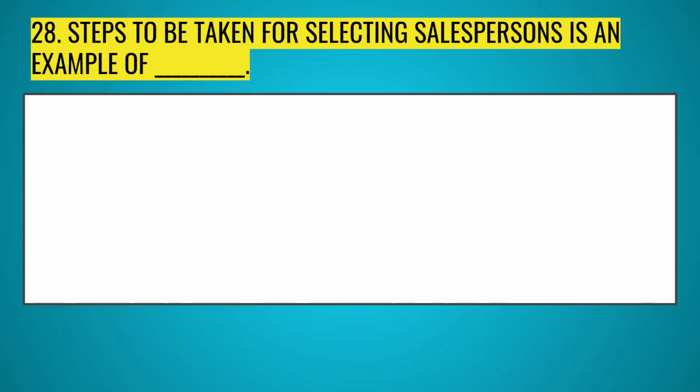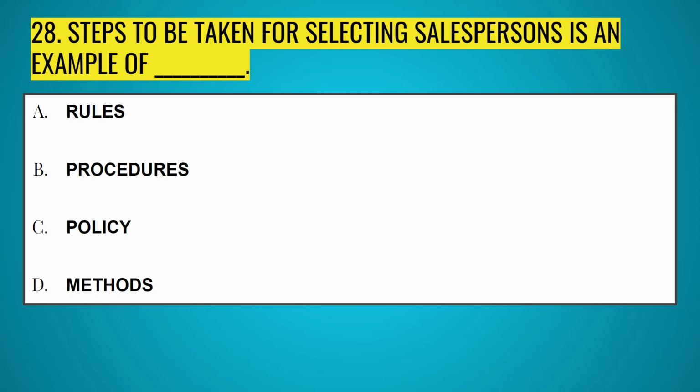Steps to be taken for selecting salespersons is an example of dash. A. Rules, B. Procedures, C. Policy, D. Methods. The answer is option B. Procedures.